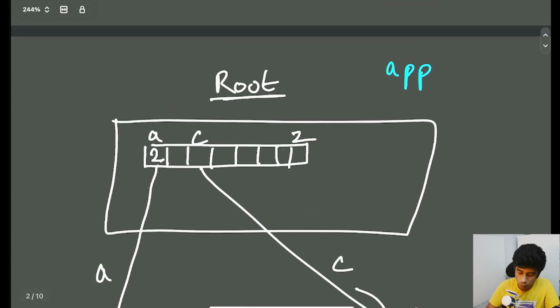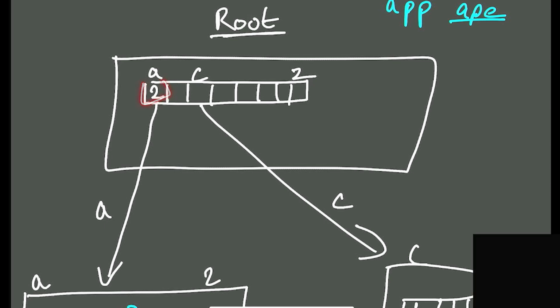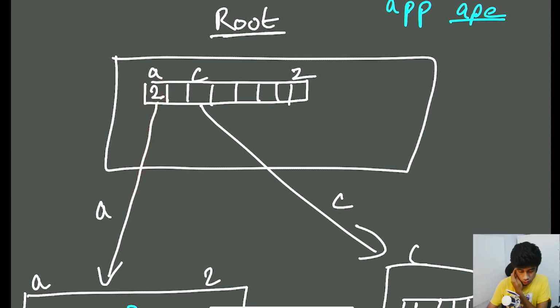Now, what if I say, does any word start with APE, or ape? Look at how this actually returns false. Again, processing character by character, I have A. I'll check the index corresponding to A. It is not null, and I'll go to the next one. I'll check the index corresponding to A, and check that it is not null. So I'll go to that node.